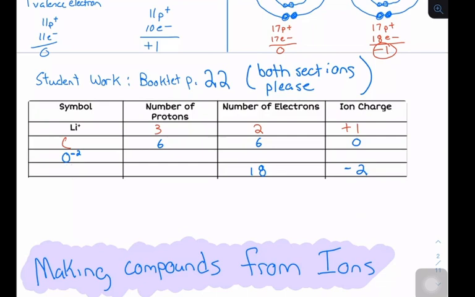The next one is an oxygen with a -2 symbol. That means that it has a -2 charge. Oxygen is atomic number 8, so that means it has 8 protons. It has a -2, so that means that it must have 2 more negative particles than positive ones. And if it has 8 positive ones, that must mean it has 10 negative ones and a charge of -2.